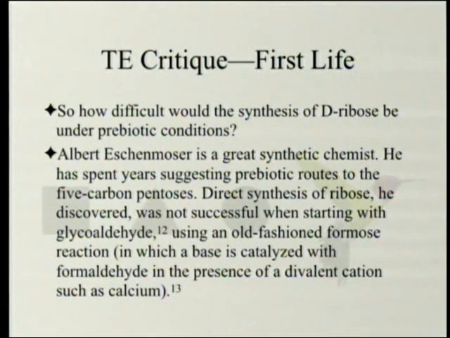Albert Eschenmoser is a great synthetic chemist. He spent years suggesting prebiotic routes to the 5-carbon pentoses. Direct synthesis of ribose, he discovered, was not successful when starting with glycoaldehyde. And this was the original first proposal. You just keep adding formaldehyde. Actually, you add formaldehyde to itself to produce glycoaldehyde, and then you keep adding it and adding it and adding it.